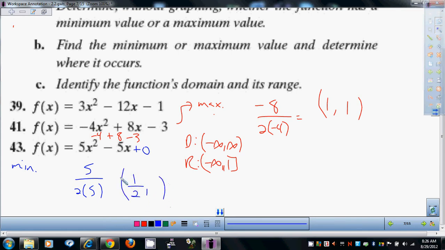Plug that into the function for our y value. Ugh. You would give me another fraction. All right. Well, no problem. I'm going to kind of move that stuff down so I have more room to show this.